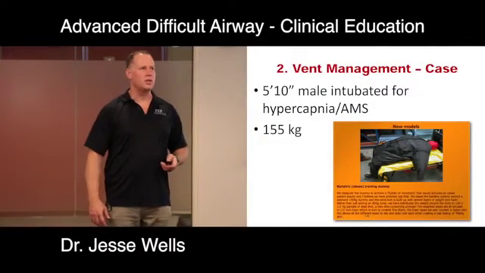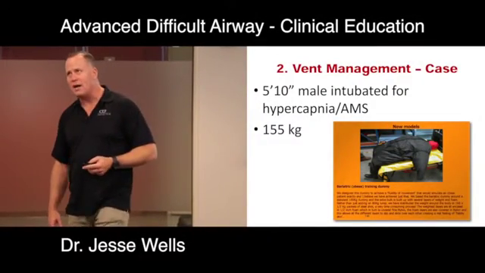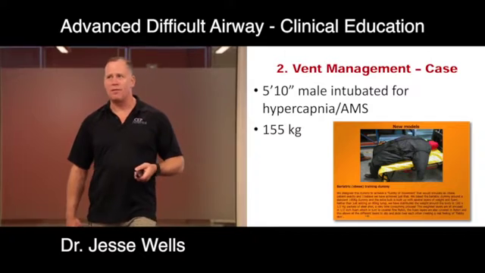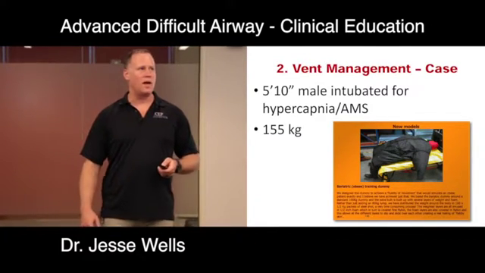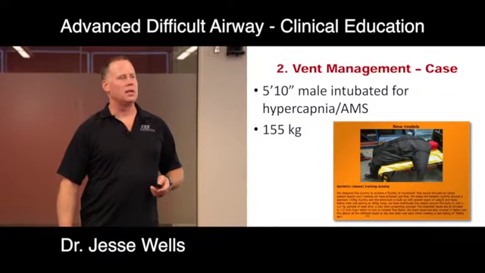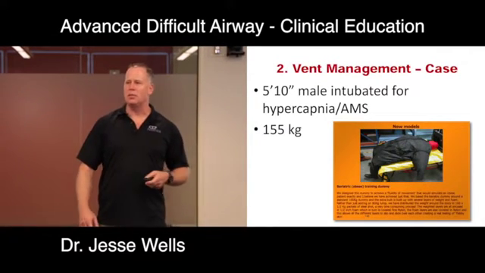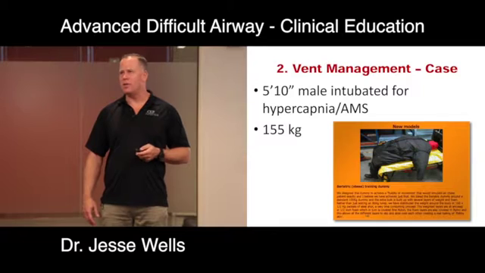So let's do a case here. We have a male that's 5'10". He was intubated for hypercapnia and altered mental status. He's 155 kilos. And so what is his ideal body weight? How do we do that?